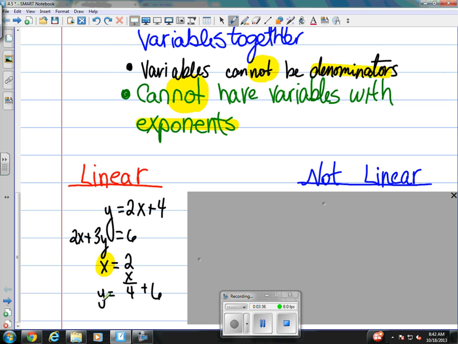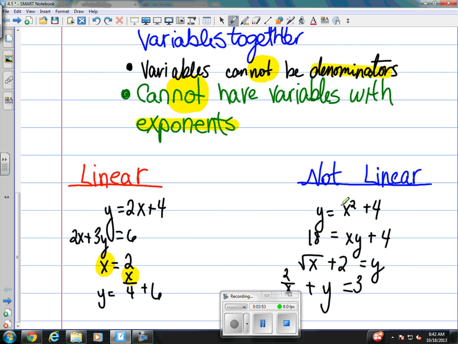And our last one is y equals x divided by 4 plus 6. And this is linear because x is on top here. So x can be the numerator of a fraction. He just can't be the denominator. So we can divide by a number. All right, now let's go on to our not linear. Our first example is y equals x squared plus 4. It's not linear because you're squaring it.